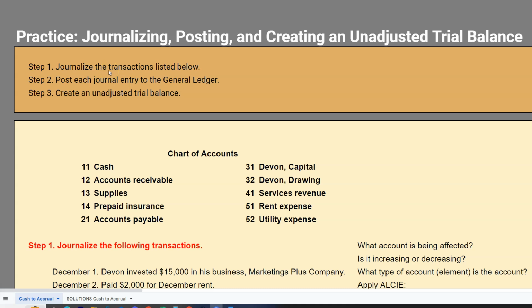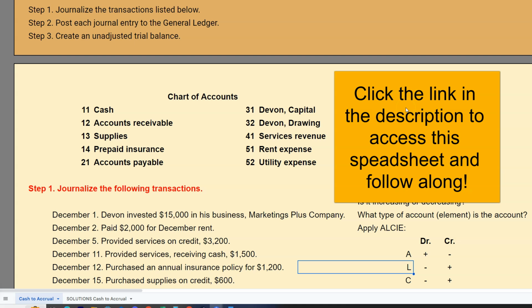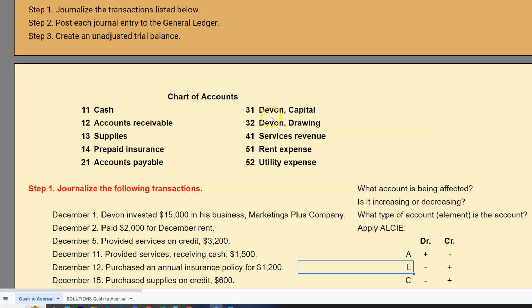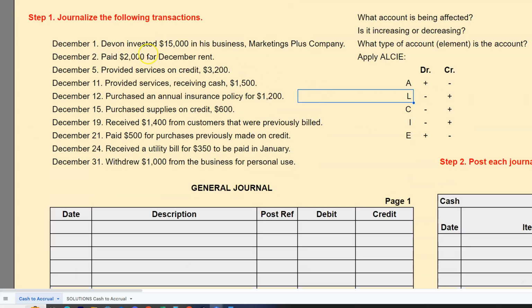Today we are going to be going over some journalizing, posting, and unadjusted trial balance practice. So we are going to be doing this for a sole proprietorship. So this is going to be a service-based company with only one owner. Right? So step one, we are going to journalize 10 transactions for the month of December.